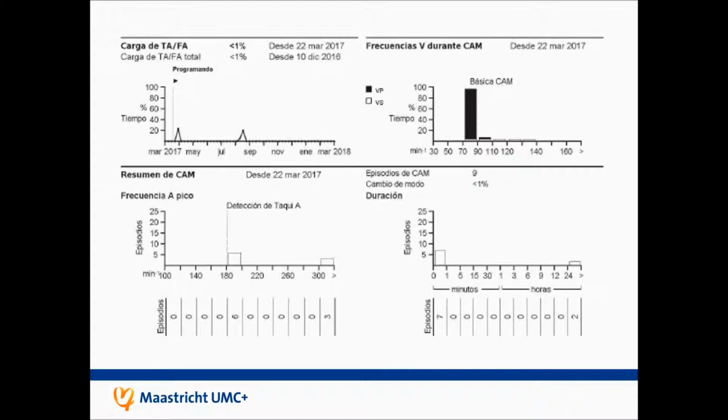This is an example of also St. Jude, and this is the table I referred to earlier. When we look at it, we see here that the detection limit is set at 180 beats per minute, and all episodes, of course, were faster because the slower ones weren't even recorded. And then when we look at the duration, because we need that to assess if the episode was adequate or not, we see that 7 episodes were shorter than 1 minute, so those are rejected. But there are 2 episodes that are 24 hours or longer. So there are 9 atrial high rate events, and 2 of them were adequate.